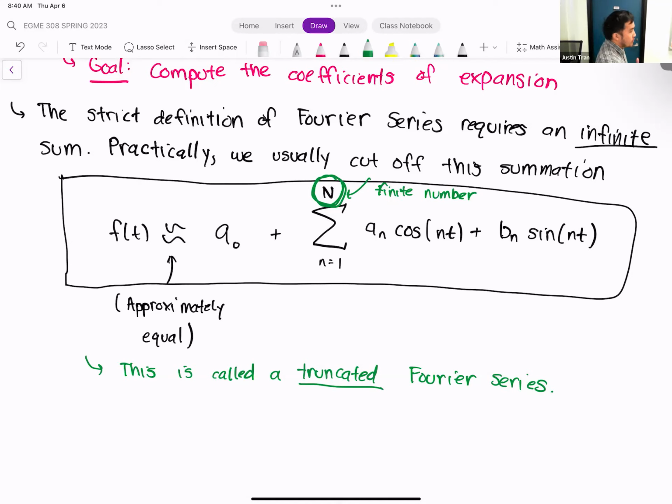Because if you work in audio engineering and you wanted to compress a sound file down to a certain amount, essentially what you're doing is you're throwing away a lot of these higher order or higher frequency Fourier series modes. Okay.